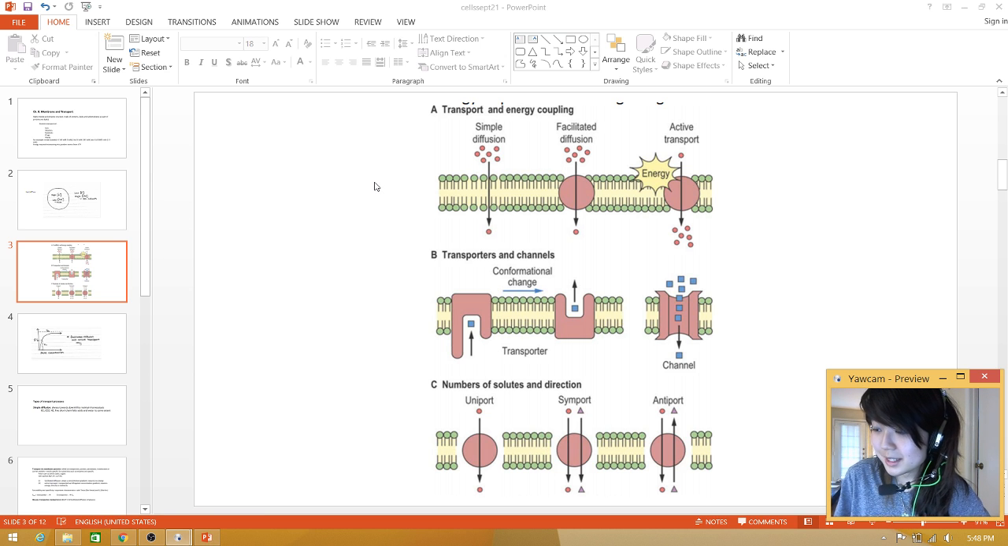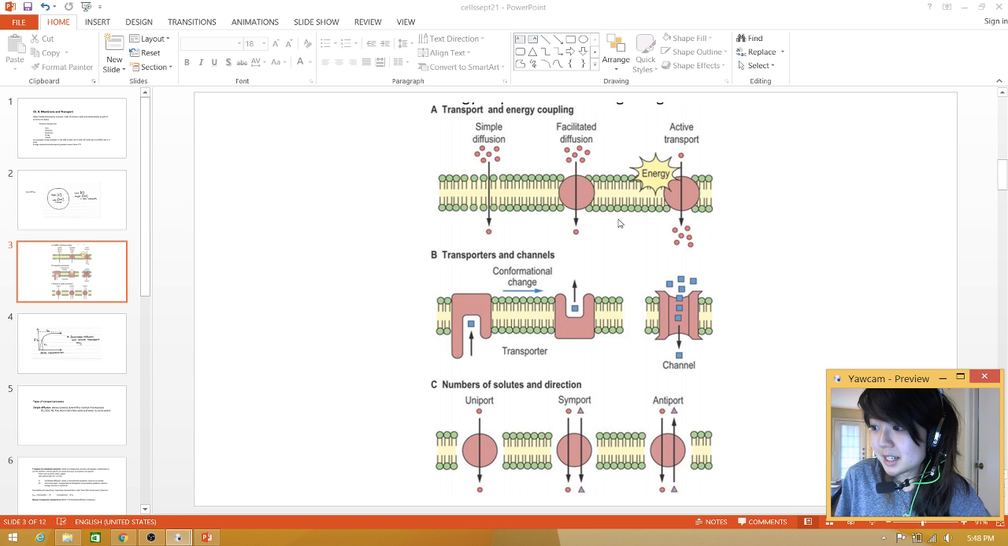The first one is going to be simple diffusion. Simple diffusion involves no membrane proteins. The molecules simply diffuse from high to low concentration. An example of this would be oxygen. When we breathe in, oxygen moves into the cell by simple diffusion.